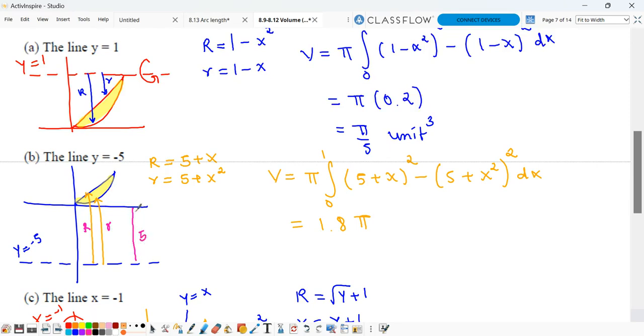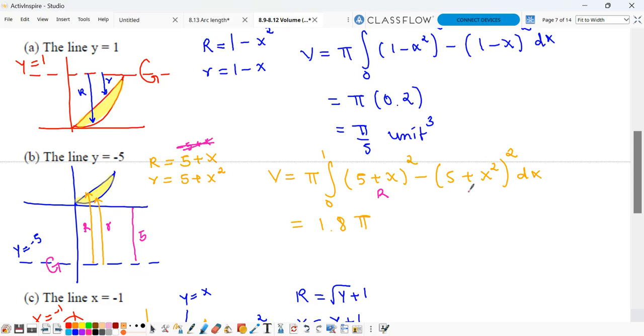This is a 5. So 5 plus line which is x, 5 plus parabola which is x squared. Most students make a mistake. They write negative 5 plus x. That is not true. Negative 5 is just telling you the axis of rotation is this line. So we have a long distance which is extra 5 and x, extra 5 and parabola.